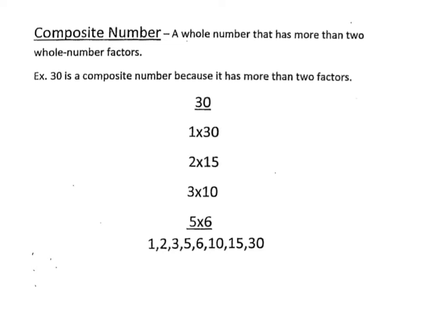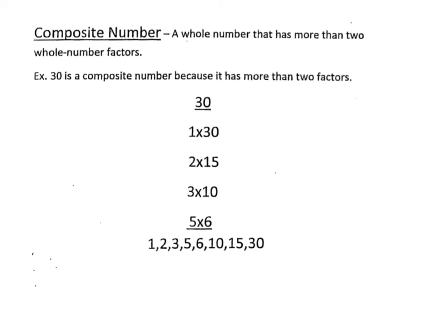All right, our next slide here is talking about a composite number, and I'm going to read this one. It says it is a whole number that has more than two whole number factors. And it gives an example here for 30. And so I'm going to use what they have here to prove to you what makes 30 a composite number. There's actually a couple of things that make it a composite number.